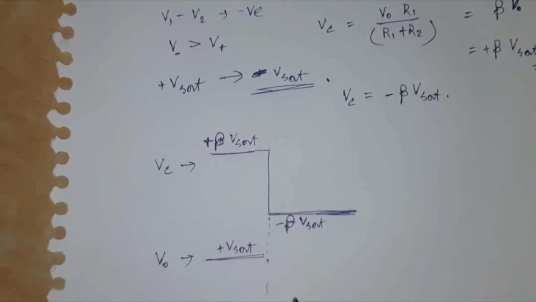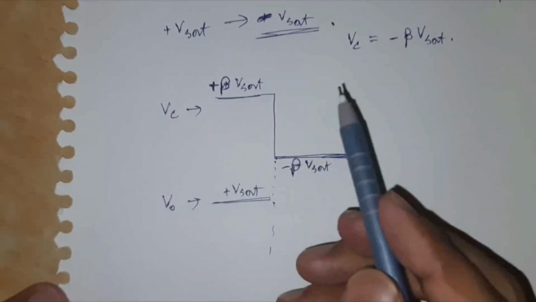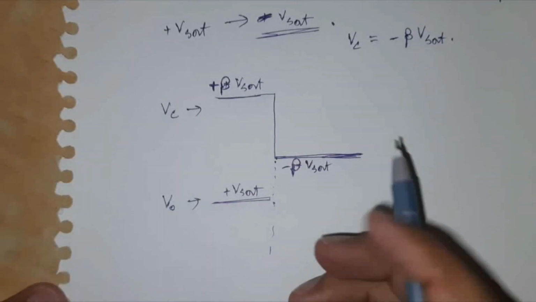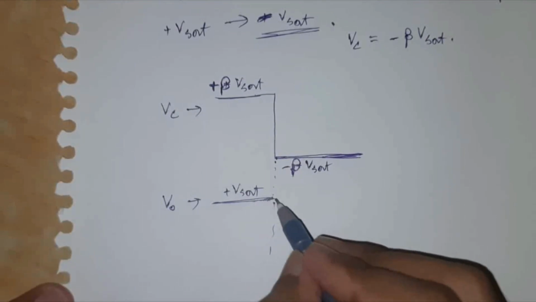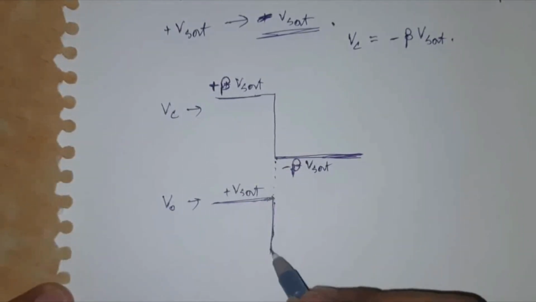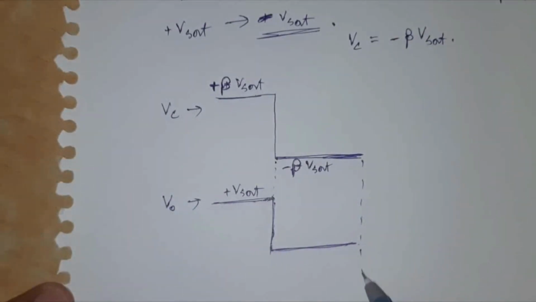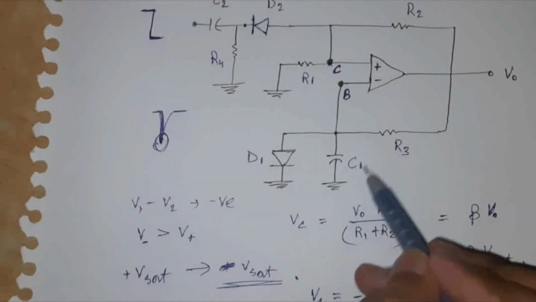Make this correction please. So as soon as the negative pulse spike travels to point VC, the V output comes down to minus VSAT. Now what will be the effect on the voltage of the capacitor?